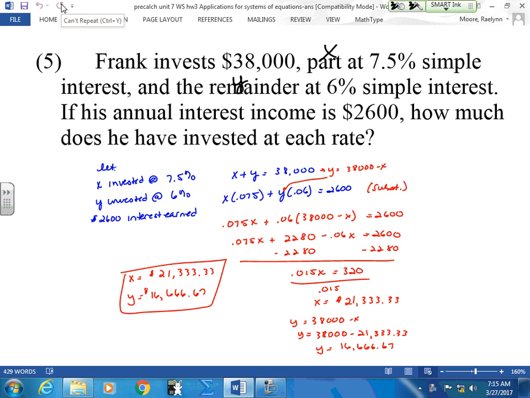So now, the first one, X and Y, here's your first statement. Because together, he took $38,000 together. So whatever X and Y is, they have to add up to $38,000. Now he's going to collect his interest. Interest is principal times rate. So we're going to take whatever his principal is and multiply it by those rates. Together, that interest income will be $2,600.